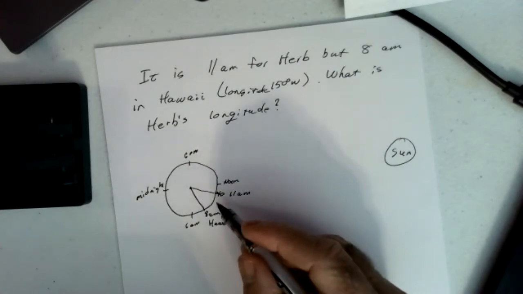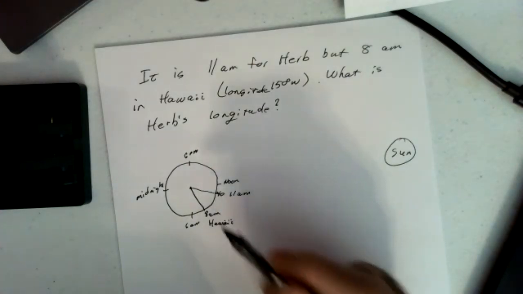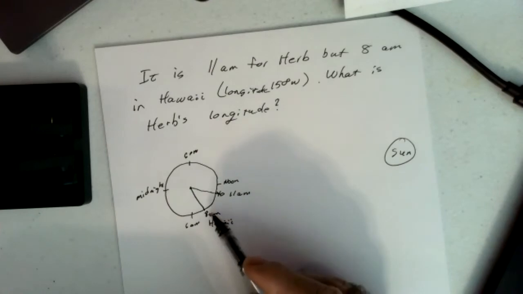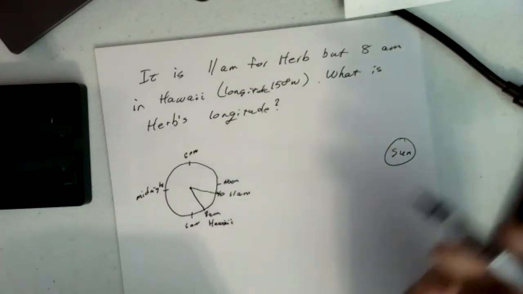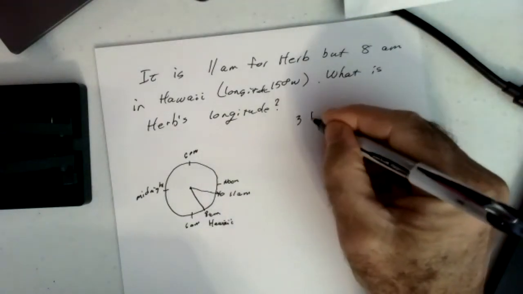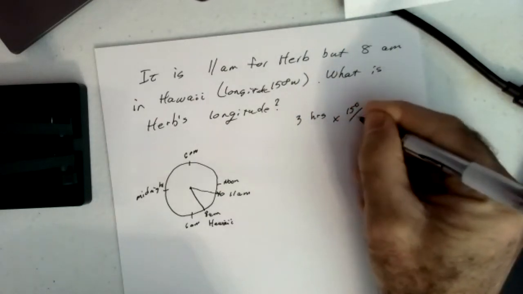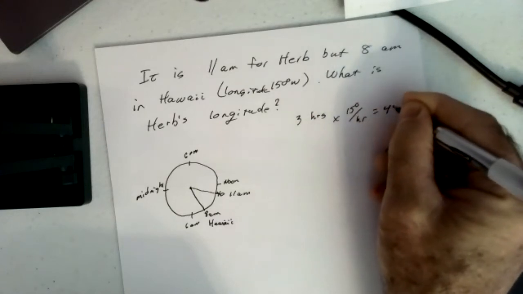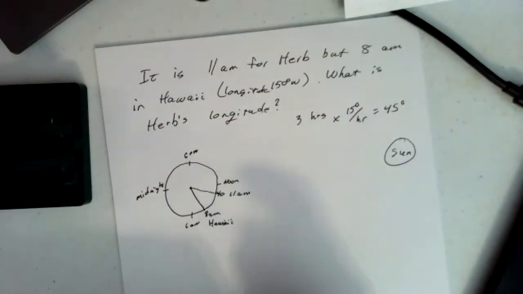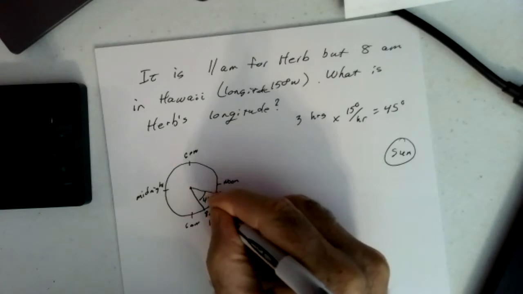Okay. Now I have to do exactly what I did before. How many hours difference is it from 8 a.m. to 11 a.m.? Well, it's 3 hours difference. And remember, I just always multiply that by 15 degrees per hour. So 3 times 15 is 45 degrees. I know that the angle between those two is 45 degrees.